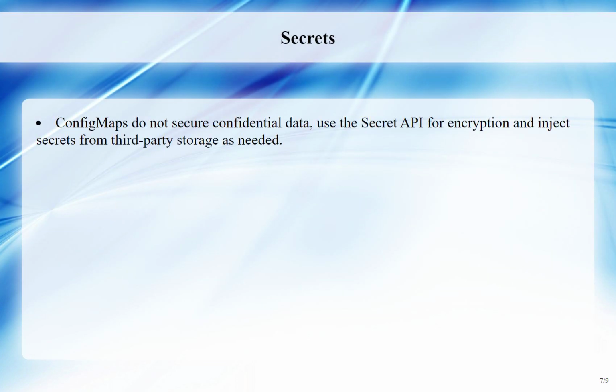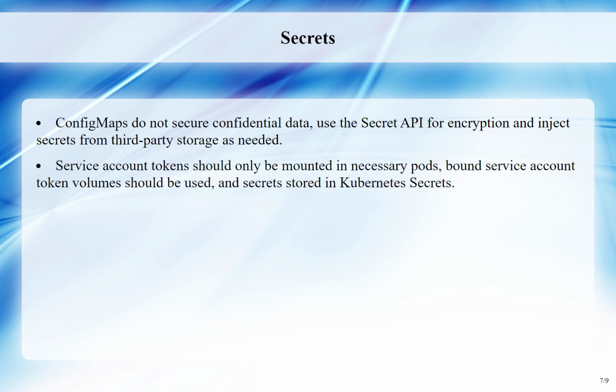Config maps are not appropriate for storing confidential data, while the secret API allows for encryption at rest. It is recommended to have a mechanism in place to inject secrets from third-party storage when needed. Service account tokens should only be mounted in pods that require them, and bound service account token volumes should be used instead of non-expiring tokens.